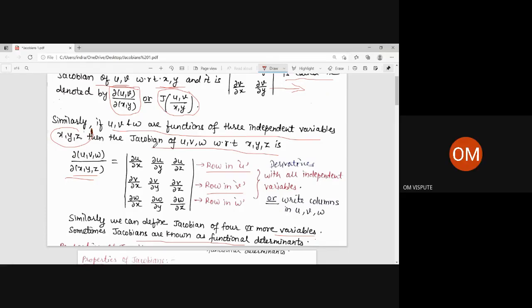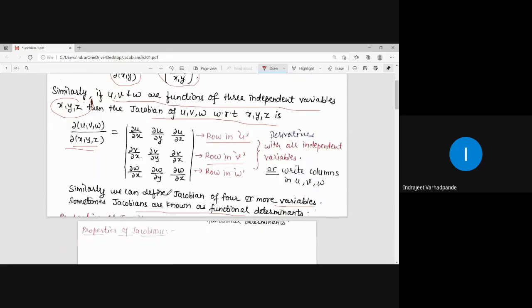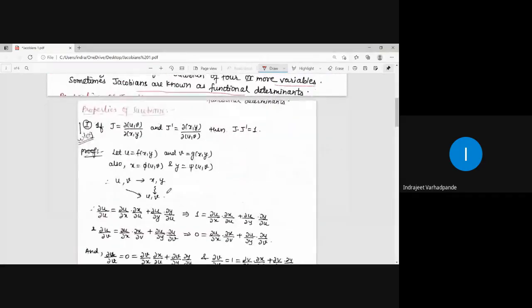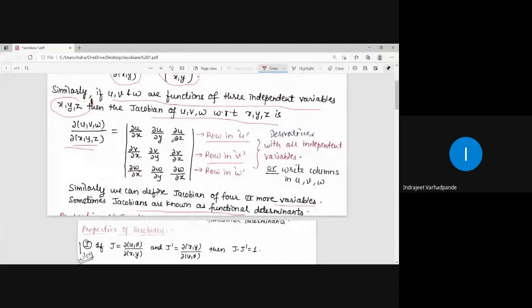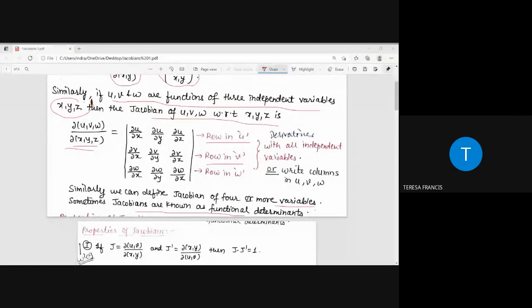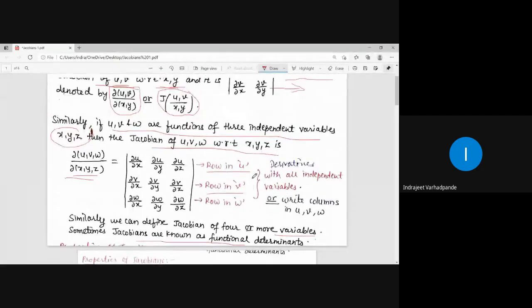Yes, sir. Now, properties of Jacobians. Completed up to this, everybody? Yes, sir. If all have finished writing this, we can move on to the properties of Jacobians. These are the main important properties on which questions can come in the objective type.